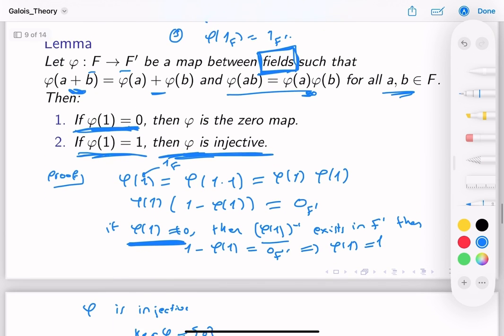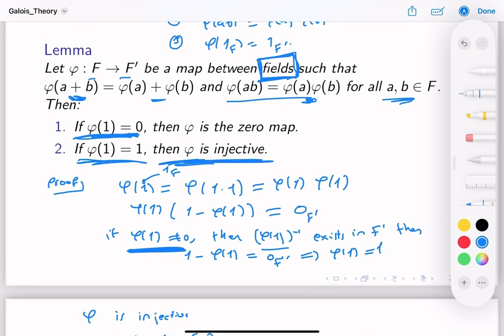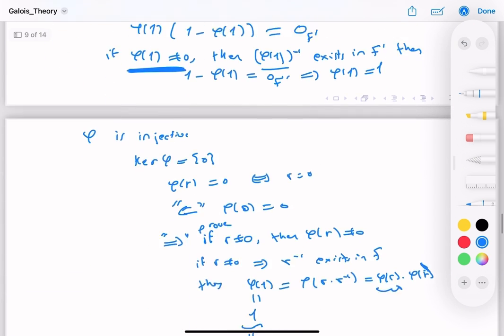So this is the first property to keep in mind. Here's how you remember it: a non-trivial field homomorphism is always injective. This is very important to keep in mind.